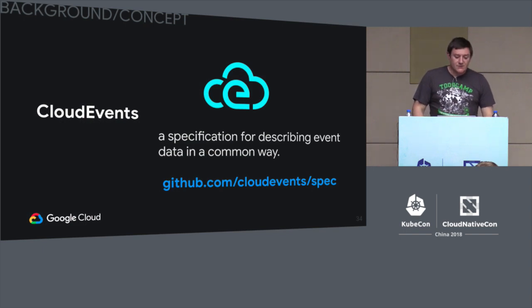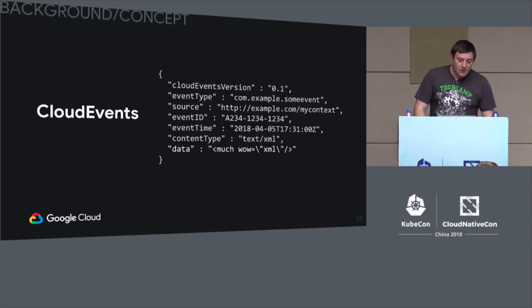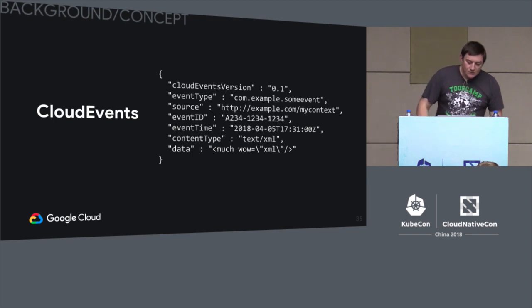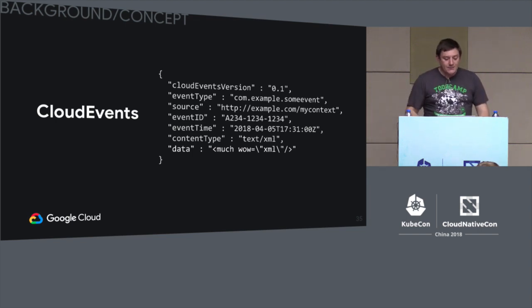CloudEvents is a specification for describing eventing data in a common way. For example, here's a Cloud Event envelope as taken from their specification. The point of this is that the outer wrapper is easy to understand and route between event producers and event consumers, possibly passing through middleware.